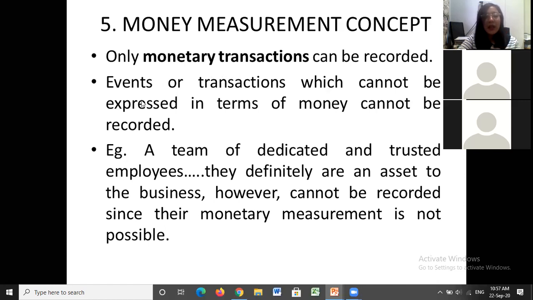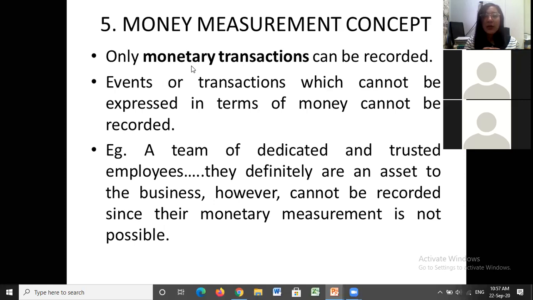Events or transactions which cannot be expressed in terms of money cannot be recorded. I think this sentence is self-explanatory. Okay, so this concept says that transactions that involve money, that can be expressed in terms of money, only those transactions can be recorded when it comes to accounting under the money measurement concept.